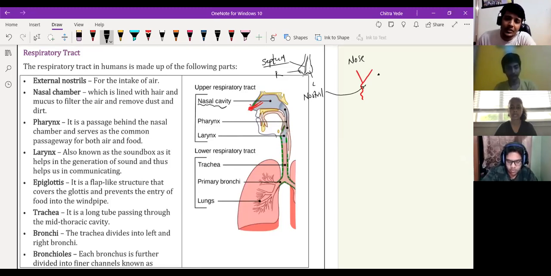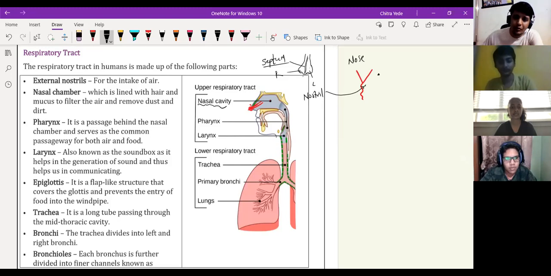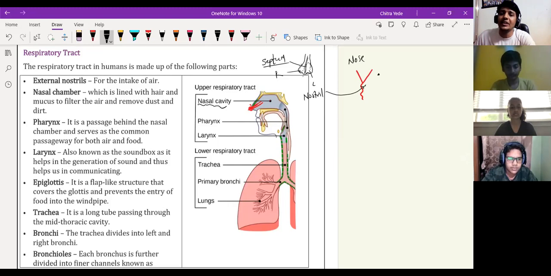So when air passes from the atmosphere to our nose, it reaches the nasal cavity first. Before reaching the nasal cavity, in the nostril, we have hair-like projections. These hair-like projections present in the nostril help to remove large particles of dust or sand or ash suspended in air, which are filtered by the hair-like structure. They also help to make the air moist.